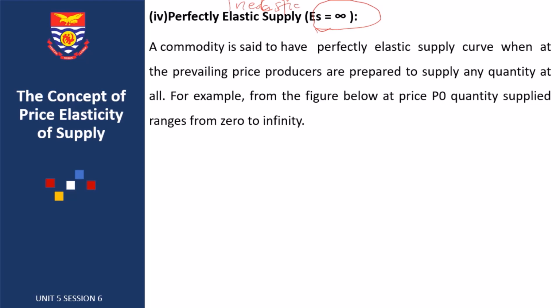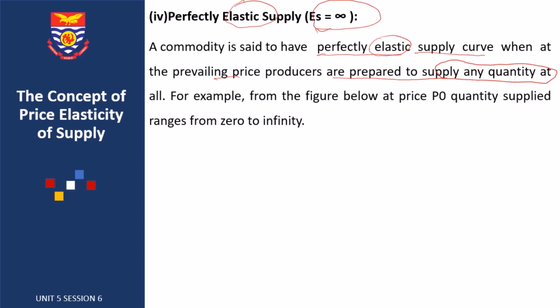The commodity is said to have perfectly elastic supply. So we'll look at the elastic first before the inelastic. So this is elastic. Your commodity is said to have a perfectly elastic supply curve when, at the prevailing price, producers are prepared to supply any quantity at all.